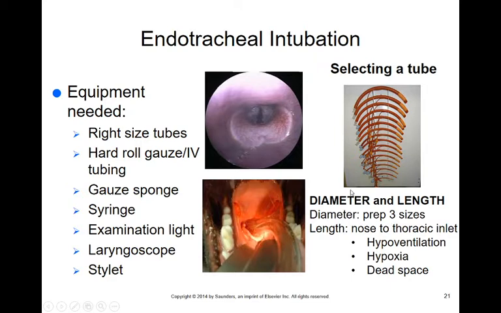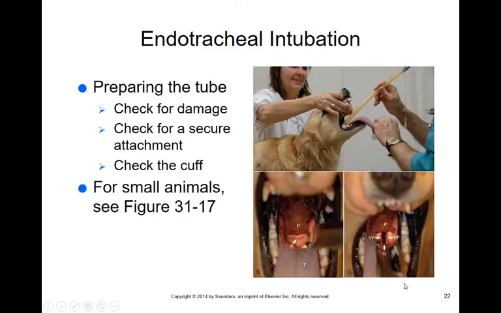Diameter, we want at least 3 different sizes so we can choose the right one. We want those ready to go. The length is going to be from the nose to the thoracic inlet. So from there, you can measure before they fall asleep, from their nose to the thoracic inlet, which is where the throat enters the chest. This prevents hypoventilation, hypoxia, and dead space, so make sure that it is correct.